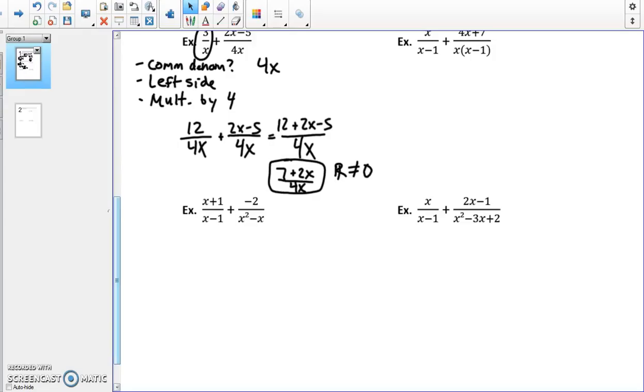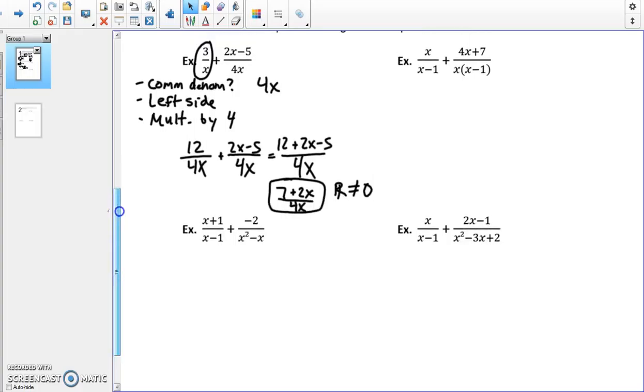Okay. The next one, we have x over x minus 1 plus 4x plus 7 over x times x minus 1. Again, it looks a little overwhelming, but all you've got to do is focus on the denominators. What do we want our common denominator to be? So I'll look at both sides. On the left I have x minus 1. On the right I have x times x minus 1. The right hand side has what we want our common denominator to look like, x times x minus 1. So that's what I'm trying to get to.